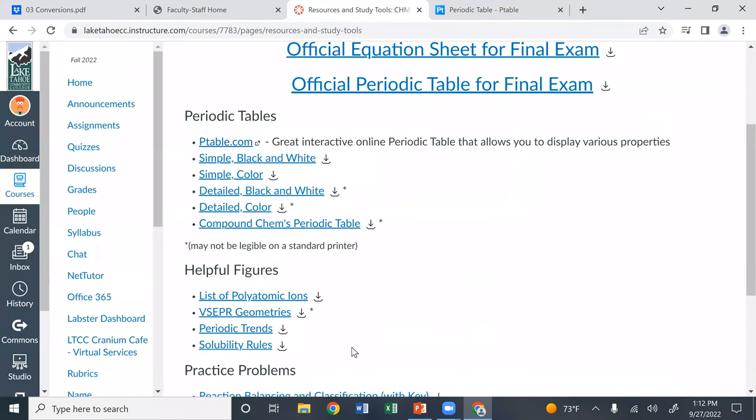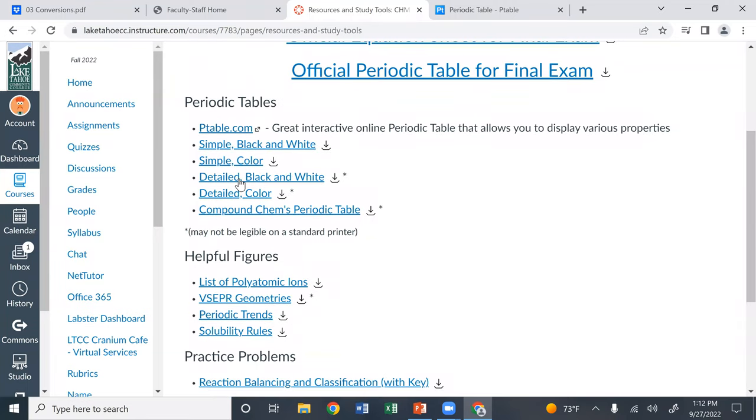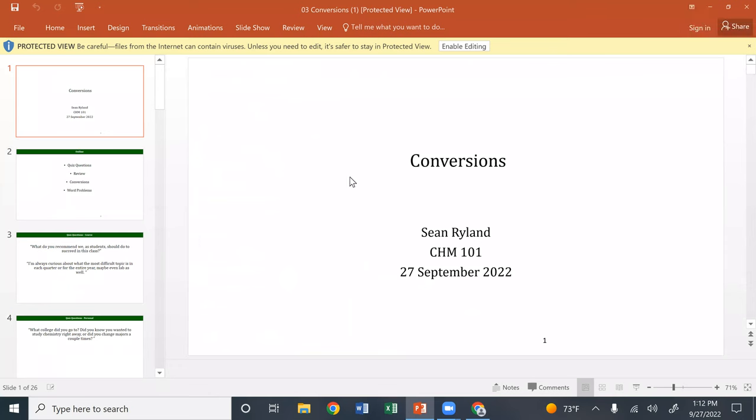But some of those other resources are posted here. I don't have a link to the glassware one. I'll put the glassware figure up here. Anyway, anything else I need to talk about for that? I don't think so.